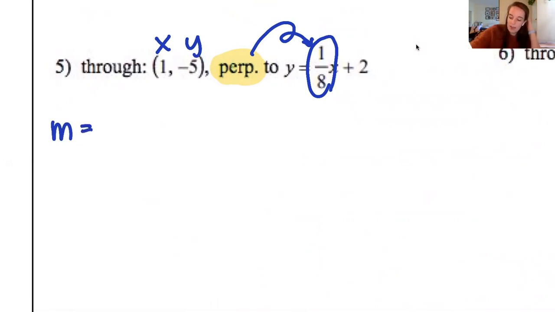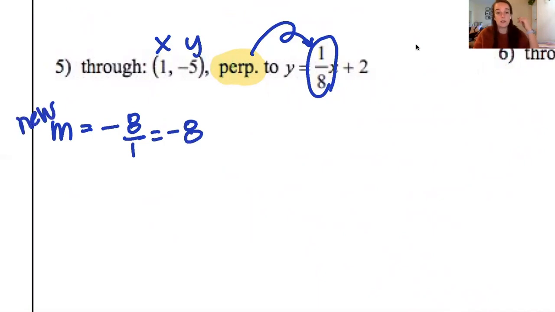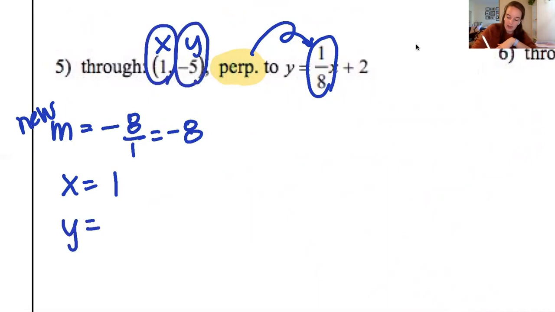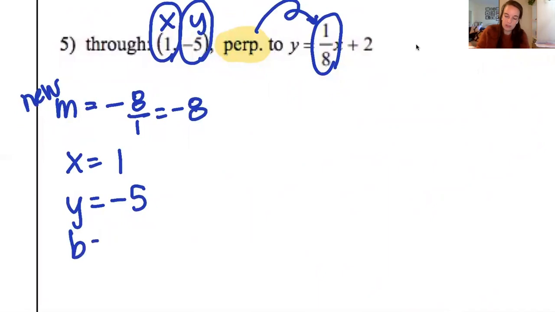In this case, we have positive, so our new slope is going to be negative, and I have 1/8, so I'm going to go ahead and flip it over to be 8/1. 8/1, which I can just simplify to say, okay, that's -8. So my new slope is going to be -8. My x is +1 from the point. My y is -5 from the point. Right? I still need to know what b is. So that is my question mark. That's what I'm trying to find out.